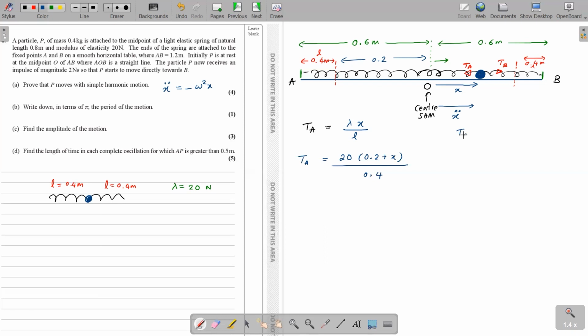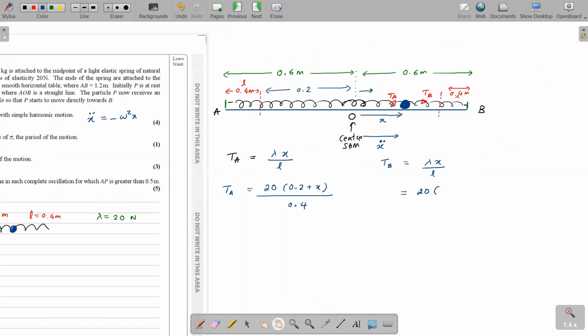Similarly, get tension B. Tension B is lambda x over L. So lambda is 20. How much is x? How much is the extension of spring B? Look at it very carefully. Now spring B, I think you can see there's a shorter extension because you only have this short distance. How much is this extension? How do you get this distance? This amount, because this is the extension. Do you see it? The natural length, and this is the amount it has extended beyond the natural length. So you can get this full distance.